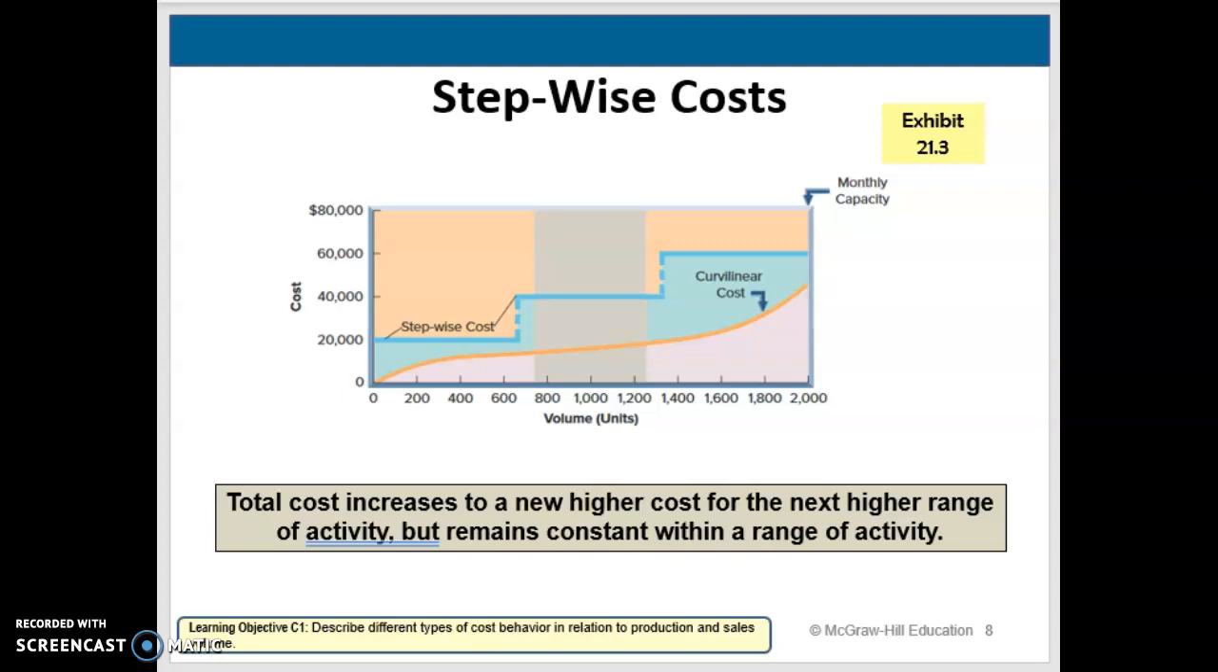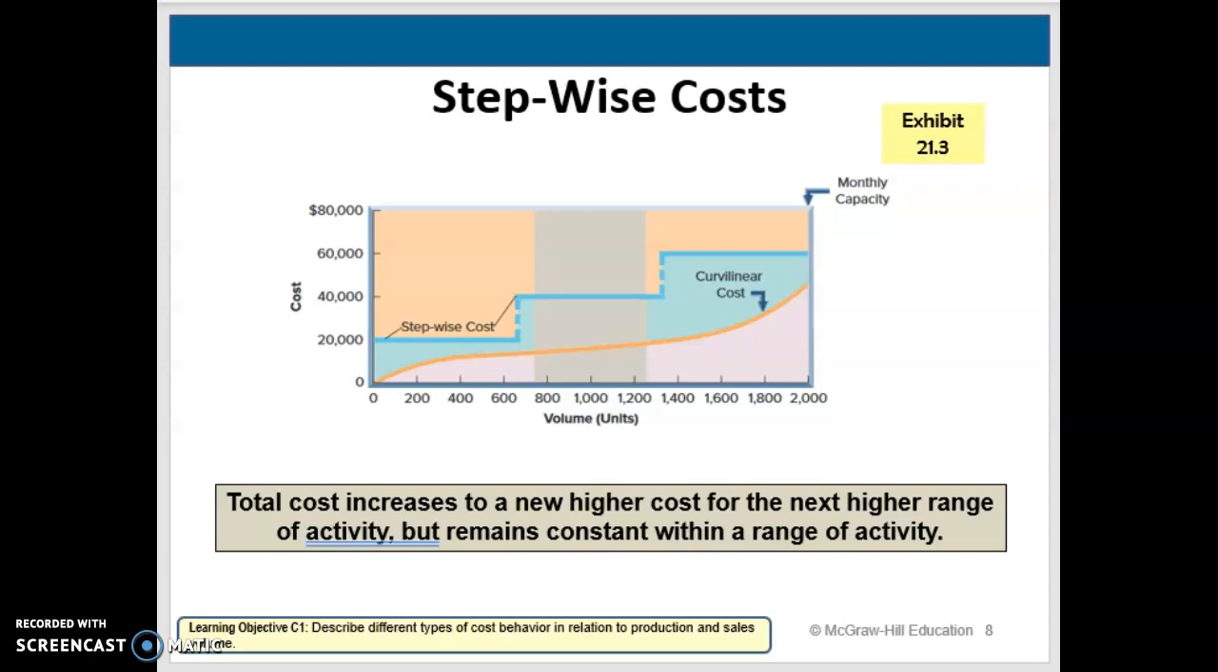Again, this is within a relevant range. Sometimes as the volume expands, we need to add those additional people. So our total cost goes up by a lump sum amount, because remember, salary is the same amount all the time. That extra person working is getting paid a salary. So that's why it ended up going up, but it's a flat amount that it goes up. It's not rising based upon volume.